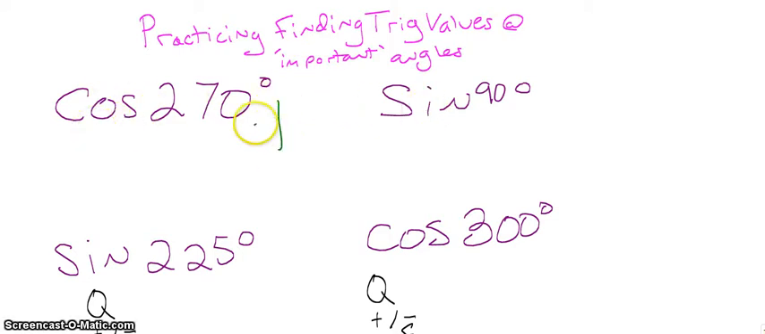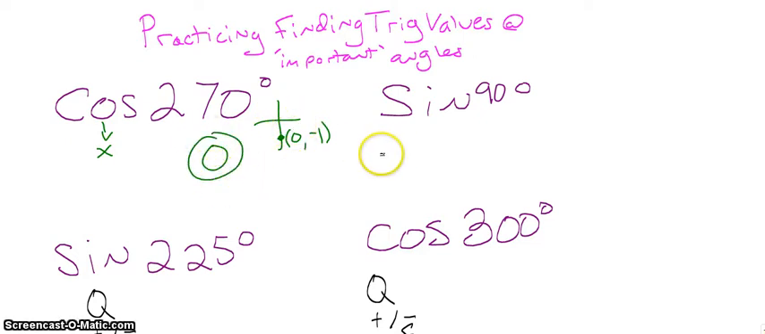270 is right down here, which with our unit circle is 0 for the x, -1 for the y. Cosine, we know, is x over r, and with our unit circle, you have a radius of 1, so we're looking at just our x value. X value at this guy, just 0. That's my answer.